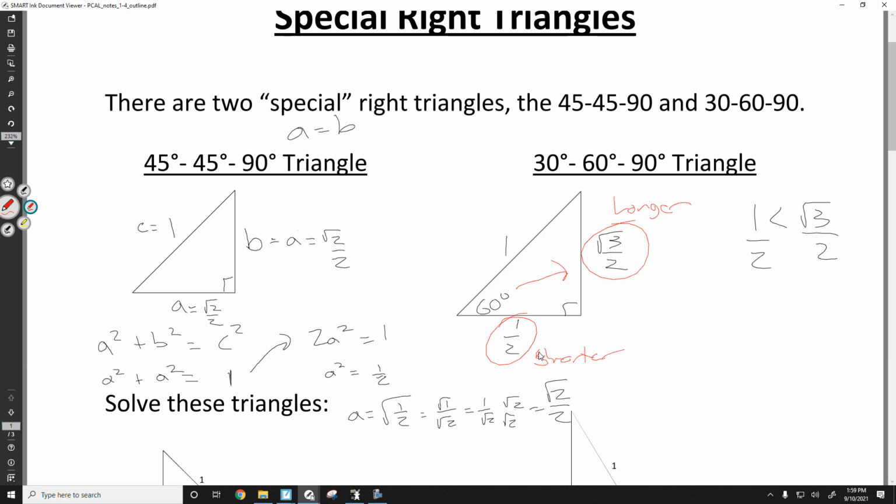Now, I also want you to be okay with drawing the 30, 60, 90 so that the 30-degree angle is on the bottom. All right, label your side lengths of a 30, 60, 90 with a 30 on the bottom. There's a longer side, there's a shorter side. You can visually see it, right?